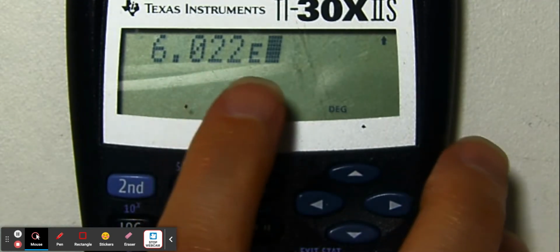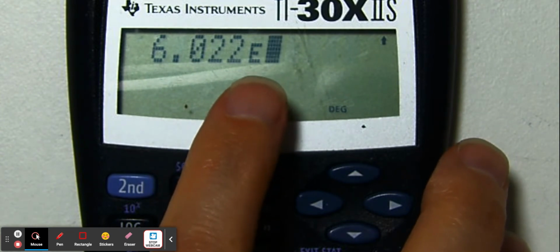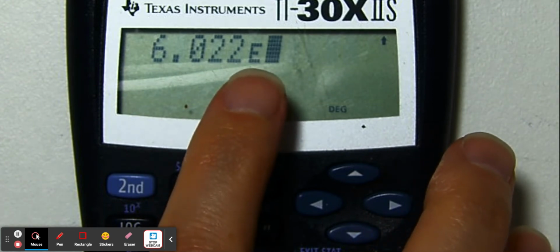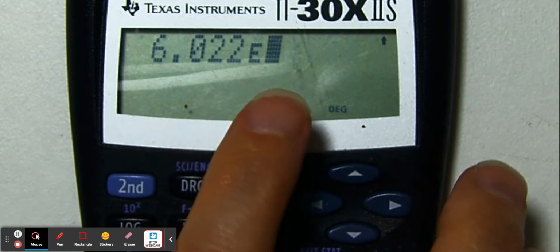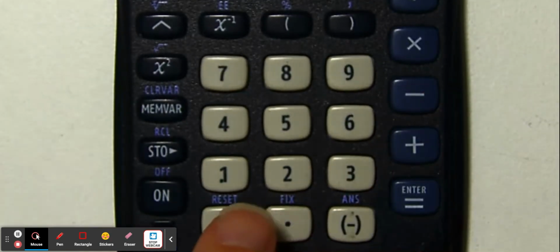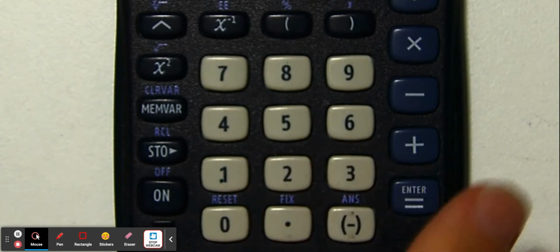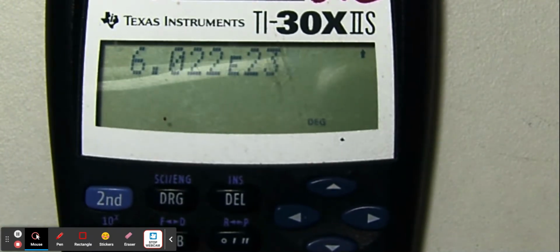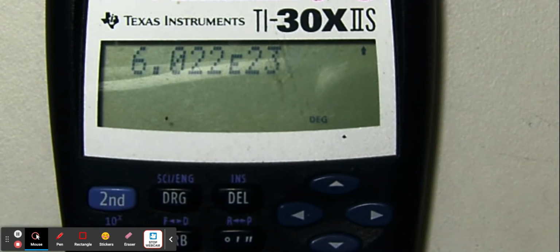So that E represents times 10. So right now I have 6.022 times 10, and then whatever I put in is the exponent. So what follows is the exponent. So the exponent is 23. So 6.022 times 10 to the 23. So I type in 23, and there it is. So that, ladies and gentlemen, is 6.022 times 10 to the 23. That's how you put in your scientific notation.